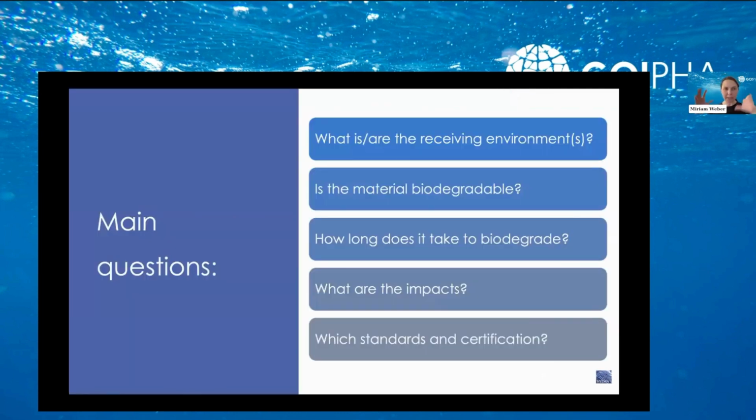So this gives us now quite a big range of what we should look at, and that's how we do it in a structured way. We first look at what are the receiving environments, then we check, is the material biodegradable? Then how long does it actually take to biodegrade? What are the impacts, and which standards and certification schemes are in place or which should then still be developed?